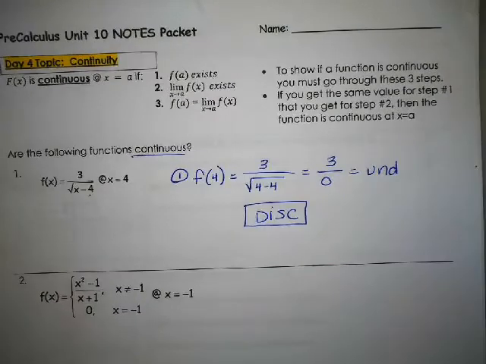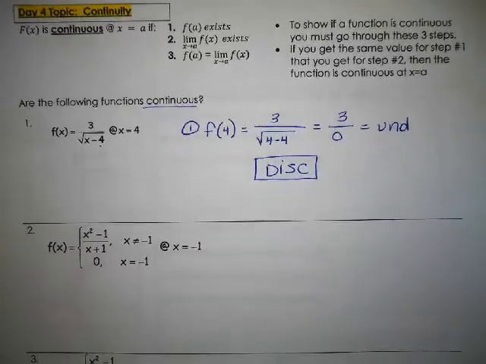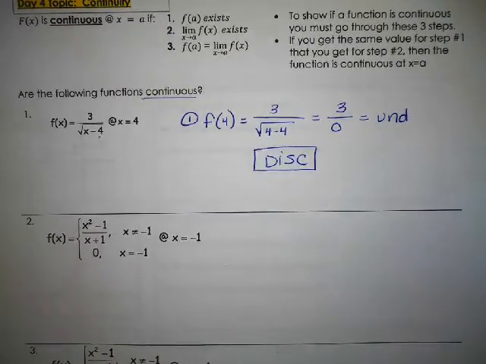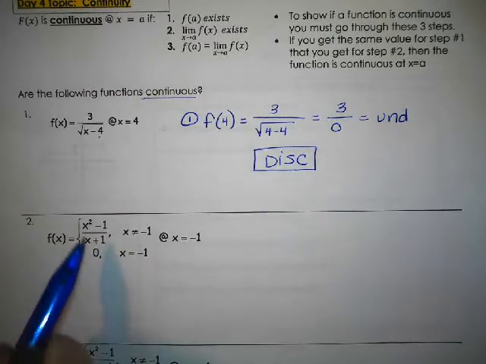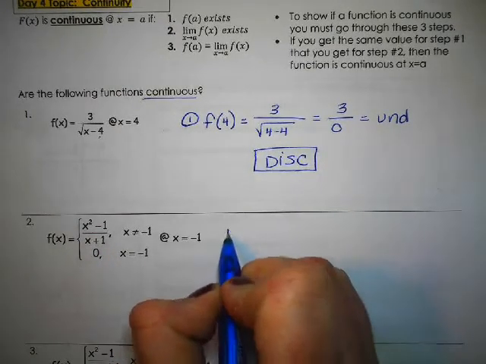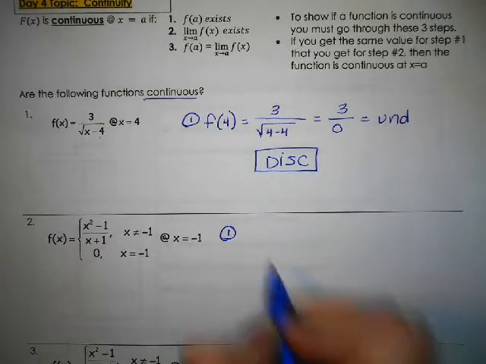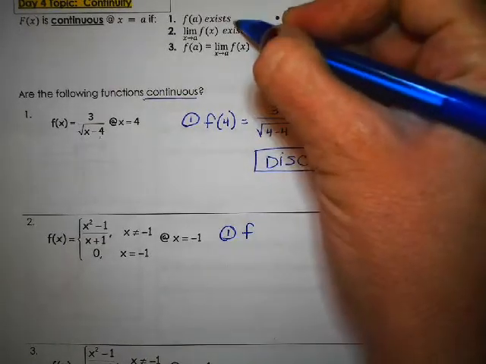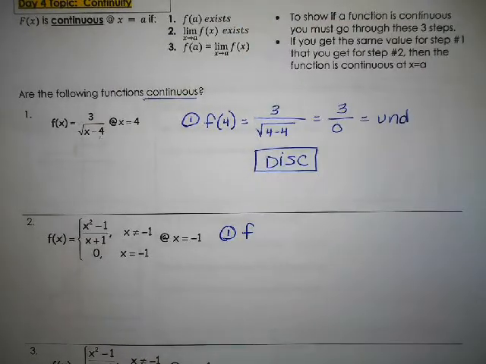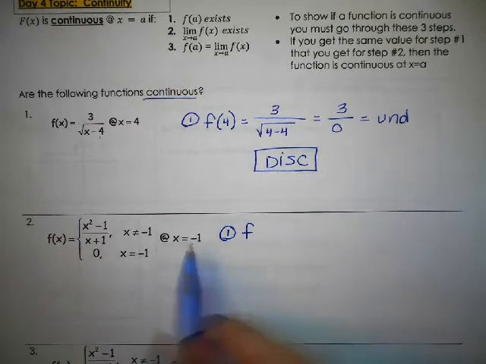All right, let's try number 2. Number 2 is a piecewise function. Remember, that just means that there's more than one piece. And I'm going to start running through my steps. So my first step is to find f of a. Well, in this problem, a is -1.